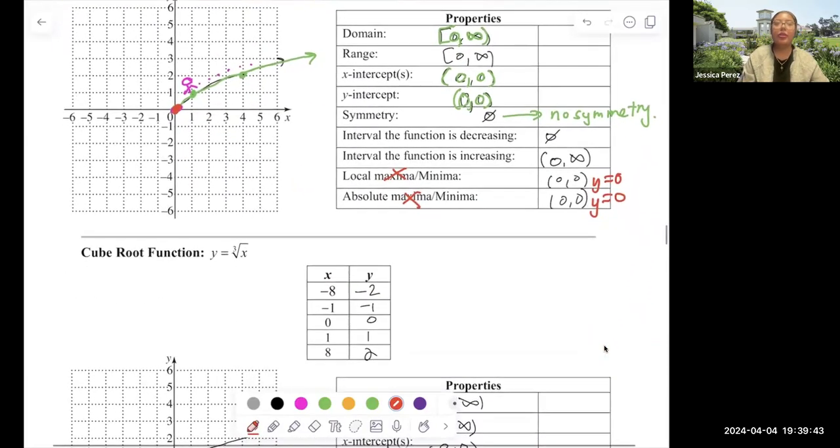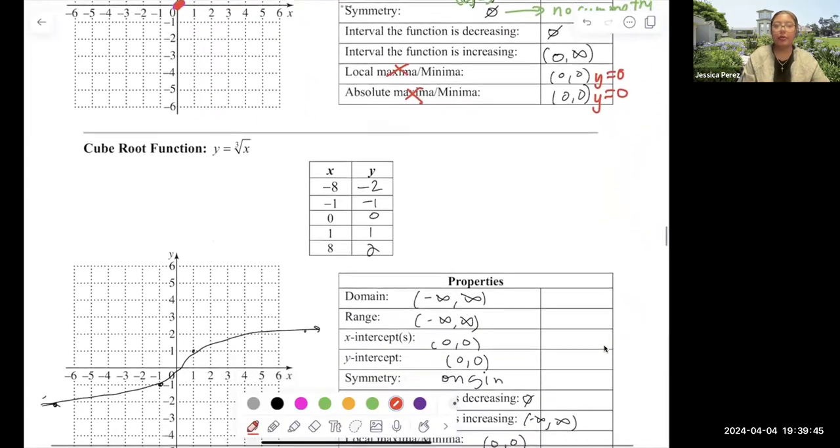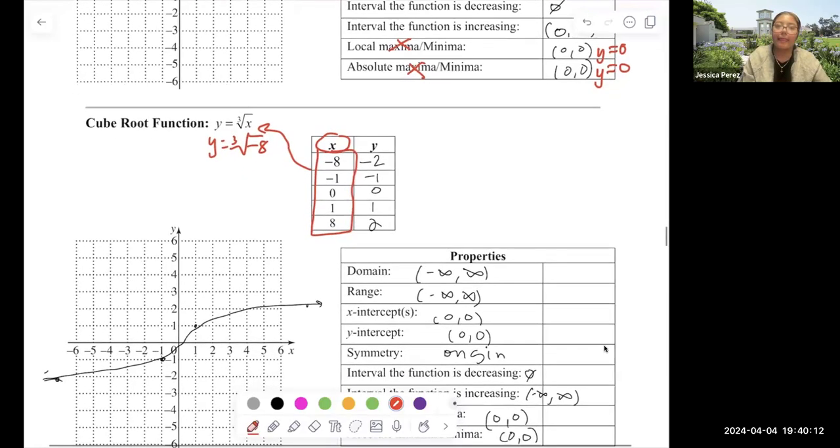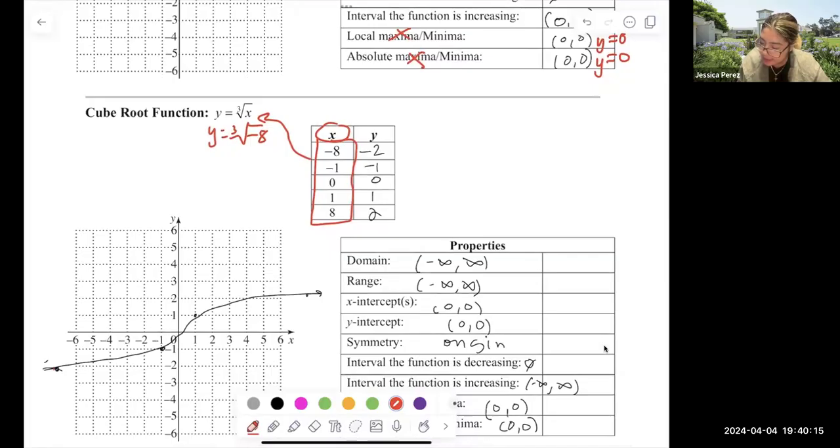Okay, we'll move on to the cube root function. If I'm plugging in the values of x, y equals the cube root of -8, that's a -2. When you plug in a -1, you get -1. When you plug in a 0, you get 0. When you plug in a 1, you get a 1. When you find the cube root of 8, you're gonna get 2. So all you're doing is substituting these points into x, and then you're getting your output.